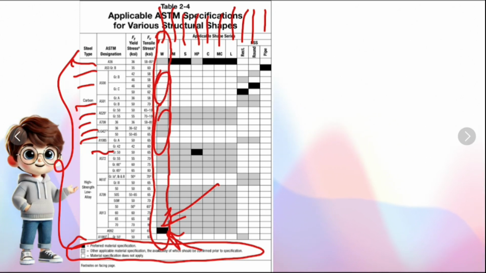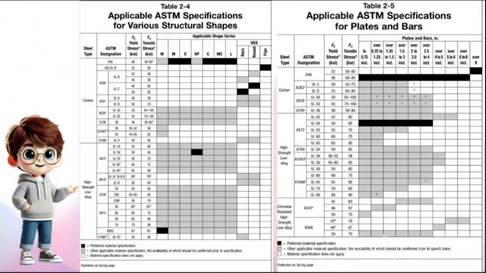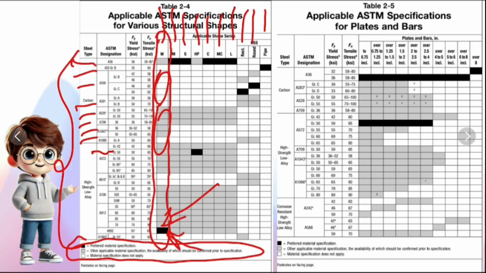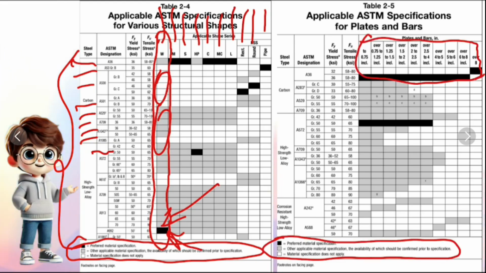In the same way, for HSS, A500 grade C is for rectangular and round, and A53 grade B is for pipes. In the same way, table 2-5 also follows the same pattern as we studied for 2-4. Using these legends, the columns are indicated with plate thicknesses of different ranges. All plate thicknesses are available in A36 grade, and plate thicknesses up to 4 inch are available in A572 grade 50 also.